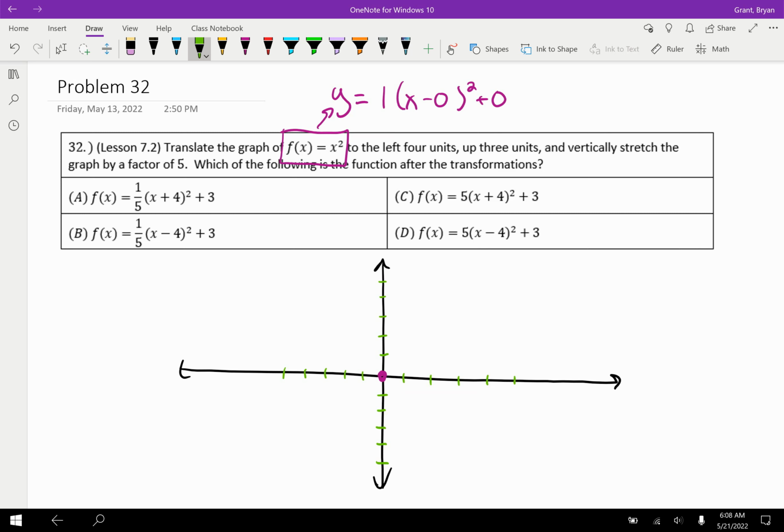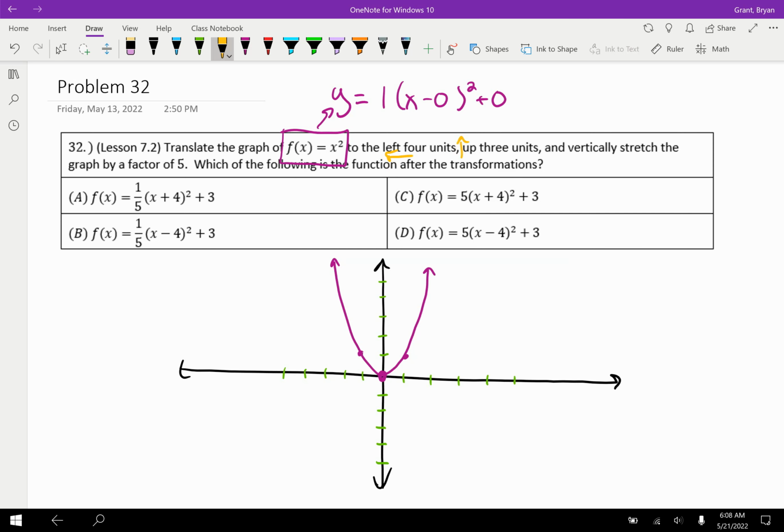I may be wrong, so I may have to change things later, but that's okay. So my original graph: 0, 0, up 1 over 1, up 1 over 1. This is our parent function, our OG parabola. What they want us to do is translate or move this parabola left 4 units, up 3 units, and then vertically stretch the graph.